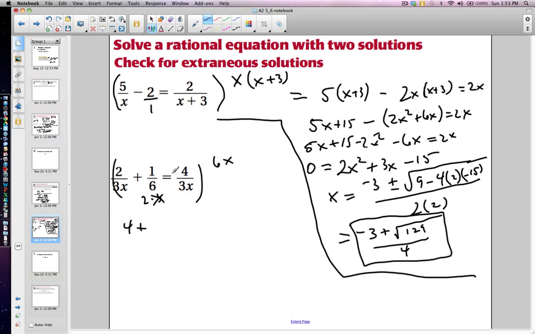When I multiply it times 1/6, 1/6 times 6x is just x. And when I multiply it times 4 over 3x, the 3x cancels into 6x and leaves 2 again, so it'll be 8. When I subtract 4, x is equal to 4. All right, so much simpler. But the key is multiplying both sides of the equation by the least common denominator.